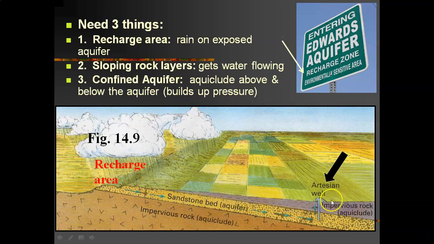And so all you need is maybe fractures in the rock, or you dig a well, and now you've built up enough pressure, you've got enough water flow, and you actually create an artesian spring, or you dig a well and create an artesian well. Now, sometimes the artesian water will just be a little trickle if it's been dry, or it can gush forth tremendously if it's been really rainy.